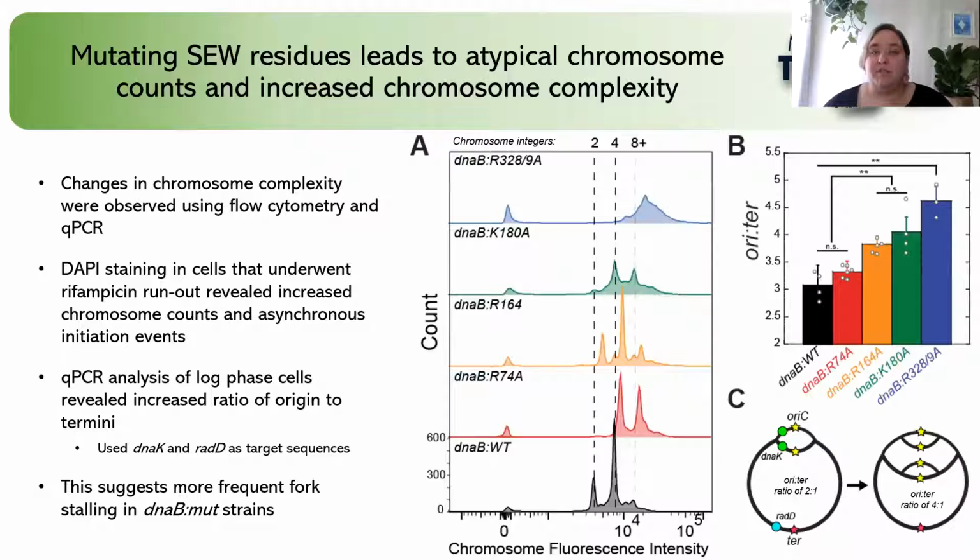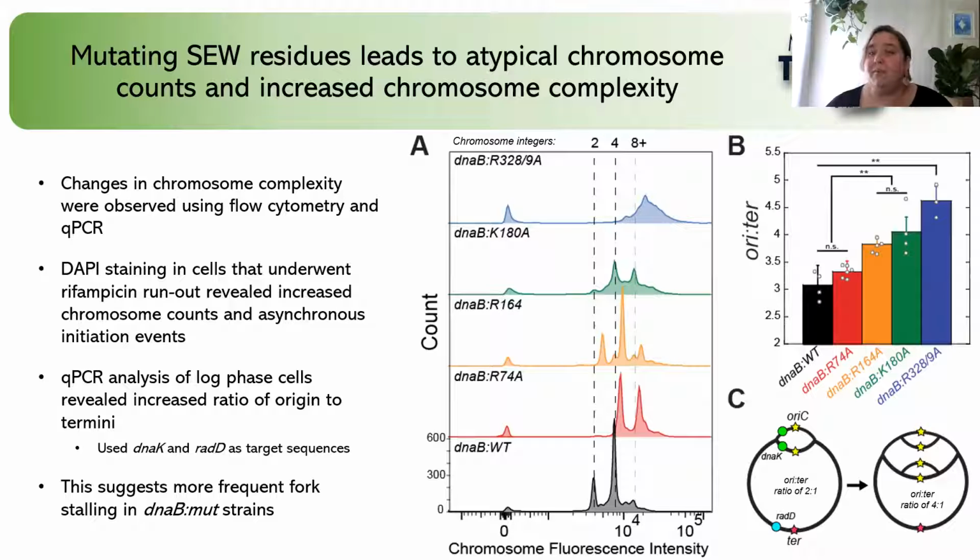We wanted to look at the overall chromosome complexity, and so we did a rifampicin runout assay that allowed us to do whole integer chromosome counting. And so as you can see, we see major peaks for 2 and 4 chromosomes for wild type, which is what you would expect for log phase cells. And we see a shift to the right for all of our mutants, indicating both an increase in the total number of chromosomes and asynchronous initiation.